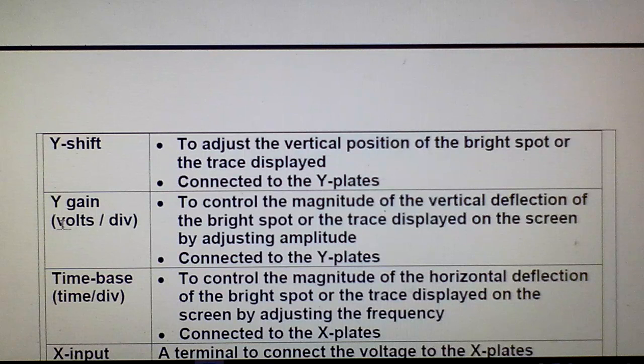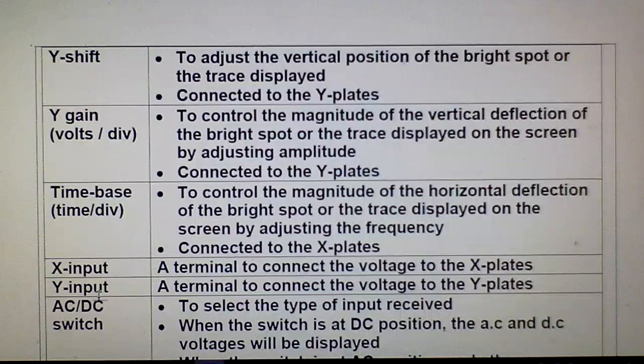Y gain and time base are like the scale for the screen. You can look at just now, the screen is like graph paper. So with Y gain, you can set how many volts per division. This one controls the magnitude of vertical deflection of the bright spot. It connects to the Y plate. For time base, it controls the magnitude of horizontal deflection of the bright spot, and the trace displayed by the screen, by adjusting frequency. It connects to the X plate.